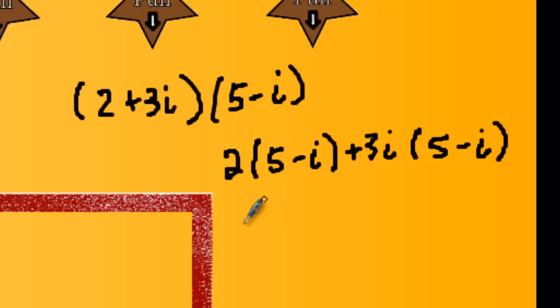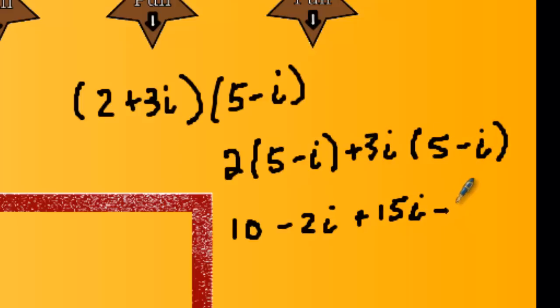So here we multiply the 2 times 5, that's 10, and the 2 times the negative i, that's negative 2i. And then the 3i times the 5 is 15i, and then the 3i times the negative i. Now here's where you have to be careful, and this is the only trick about multiplying. You have positive 3 times a negative 1, that's negative 3. But then you have the i times the i, which is i squared. And this will always happen in this last term here.